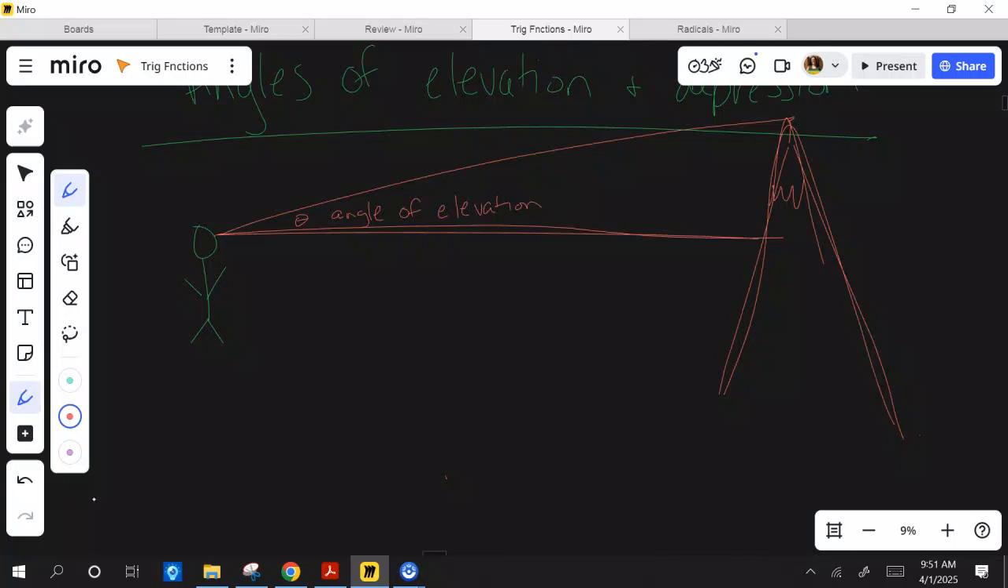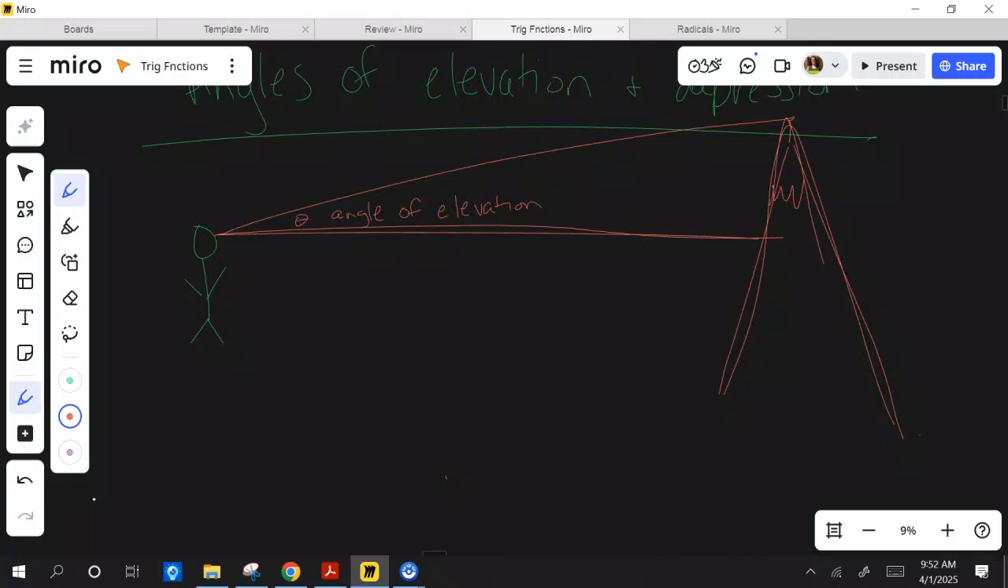I'm standing here, and I'm looking up at the top of the ceiling up there, right? The angle of elevation that I am creating, if I drew a straight line straight into the board like that, and then I drew a line from my eyes up to the top of the ceiling, this angle right here, that's my angle of elevation. Does that make sense?